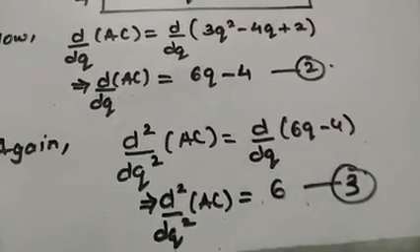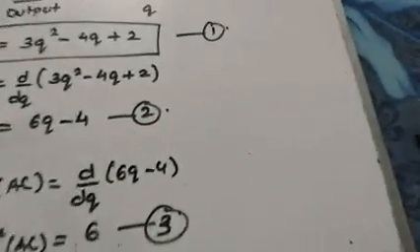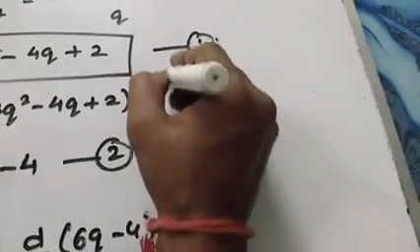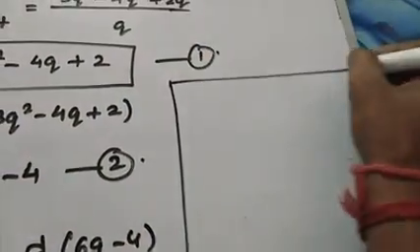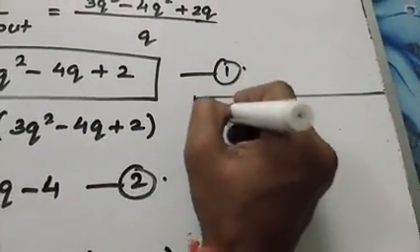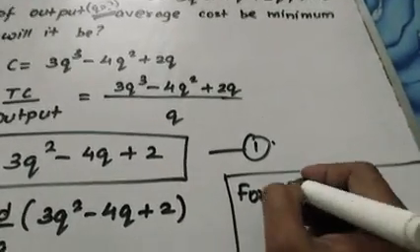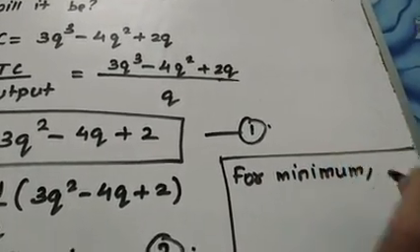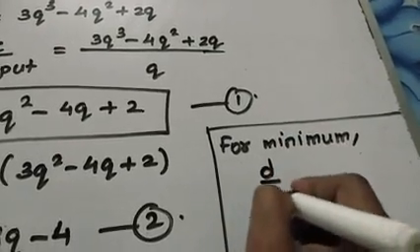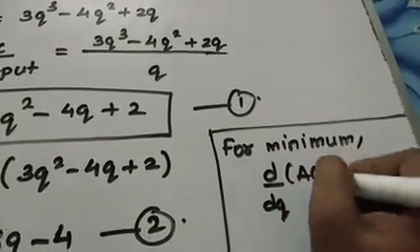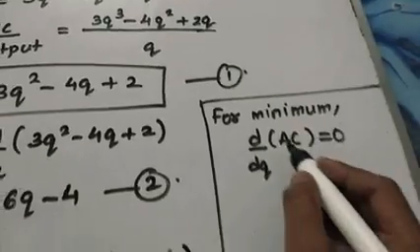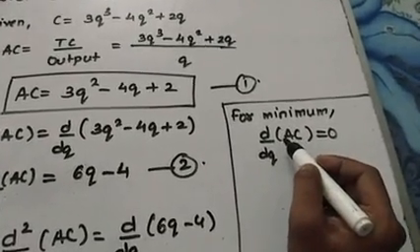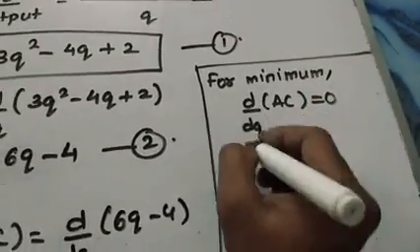Number 3. Now for minimum, we have to show the minimum. So for minimum, what you are doing is equating the first derivative equals to 0, because you have to show that average cost is minimum. That's why we are equating the average cost derivative.